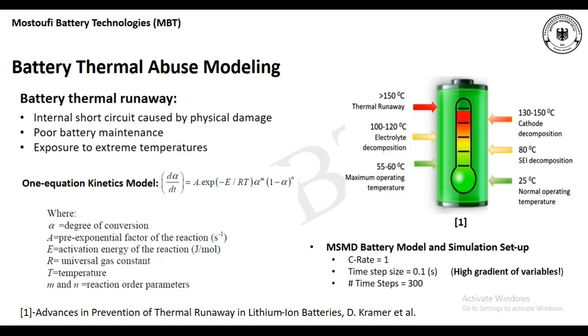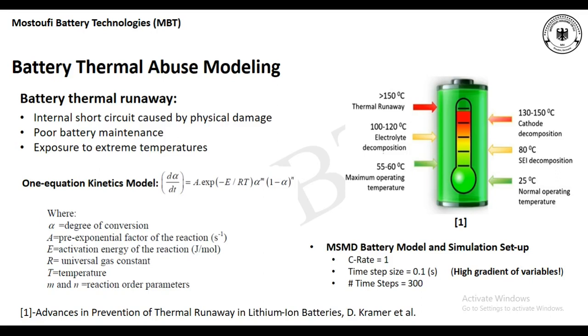In this session, we're going to have a simulation on battery thermal abuse modeling. As you may already know, a battery thermal runaway could occur for different reasons. Among them, internal short circuit caused by physical damage is the most important one, for example, as your battery pack may be damaged in an accident. The second one is poor battery maintenance, and the third one is exposure to extreme temperatures, like when you live in a very hot area and your car battery is exposed to extreme temperatures.